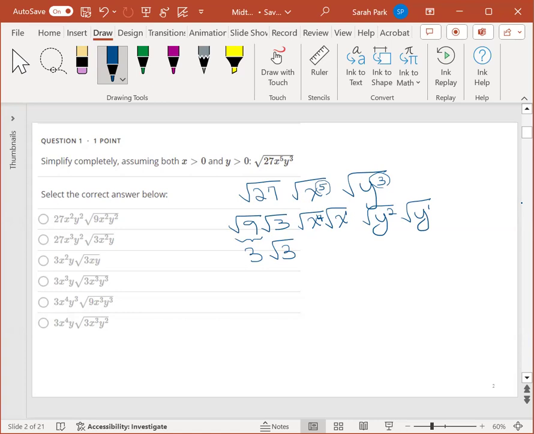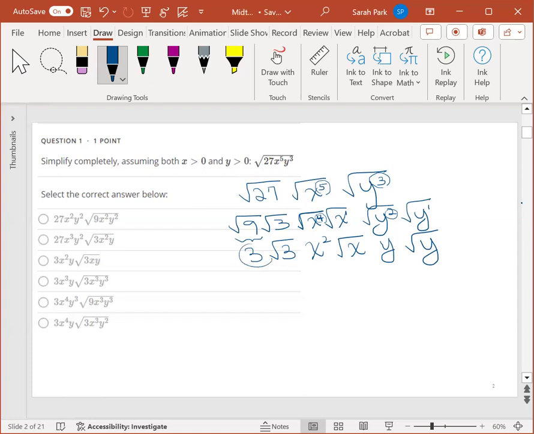Square root of x to the fourth becomes x squared because of square root. What it does is with an even exponent, you divide that by 2. Square root of x stays under, and square root of y squared. We take 2, so the square root divides the exponent in half. So 2 divided by 2 is 1. So it comes out of the square root. Then you have square root of y.